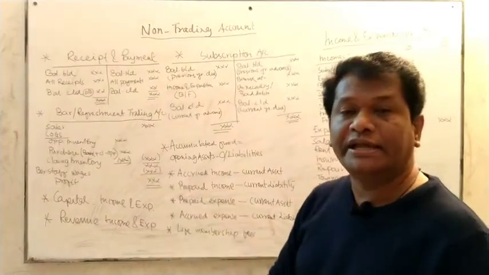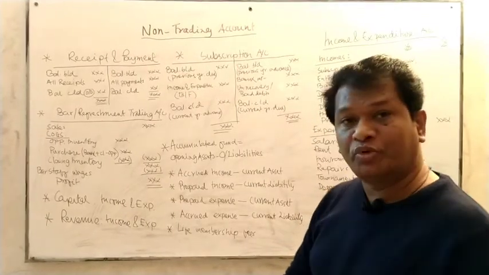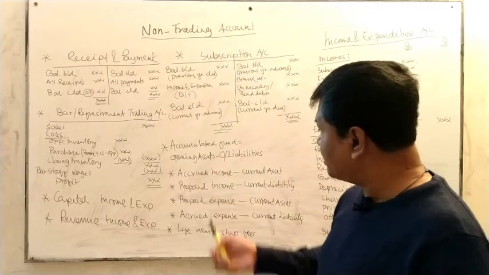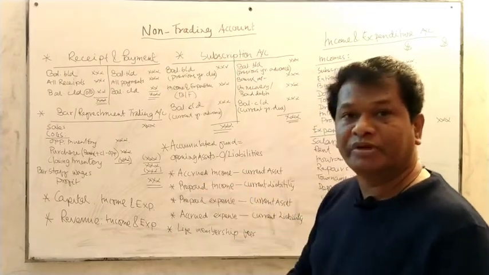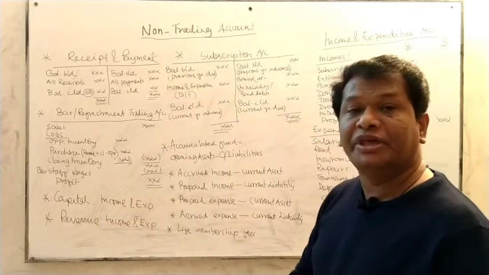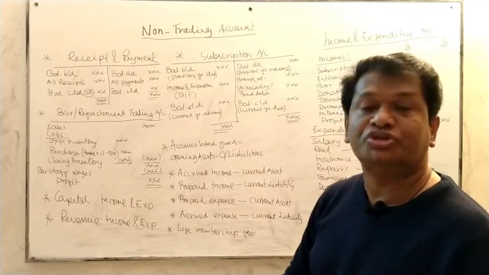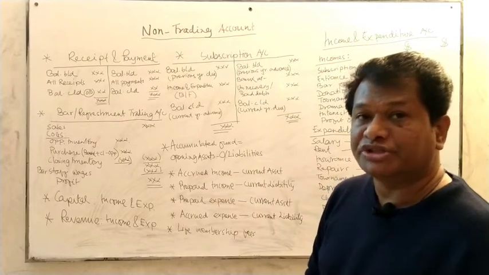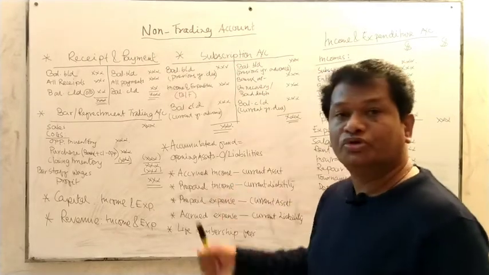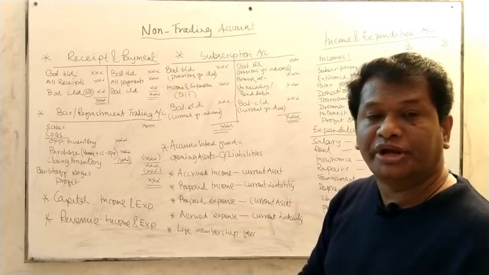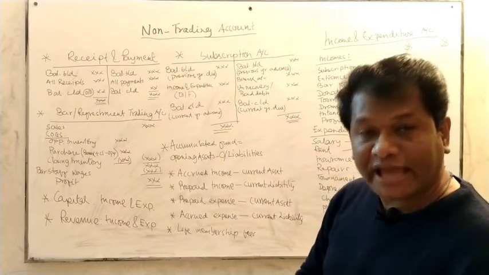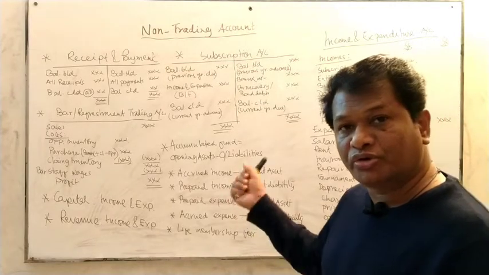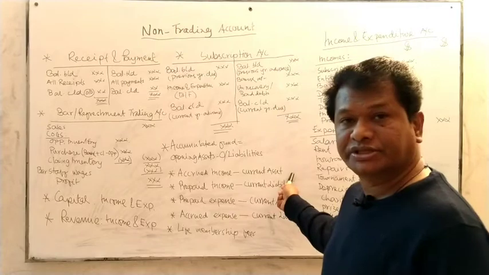So before doing the income and expenditure accounts, you have to be aware of some of the elements of the non-trading concern, that is accrued income. Accrued income means the income yet to be received. Maybe subscription is one of the incomes, interest is one of the incomes. So this income is still outstanding. That is called the accrued income. So this is to be included in the subscription accounts, and it goes to the balance sheet as current assets.